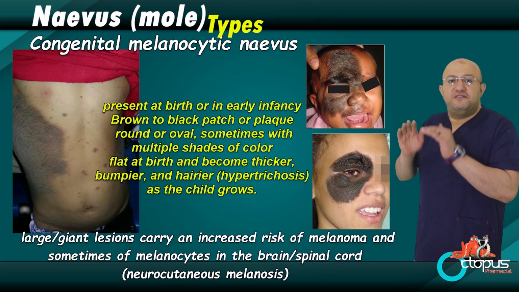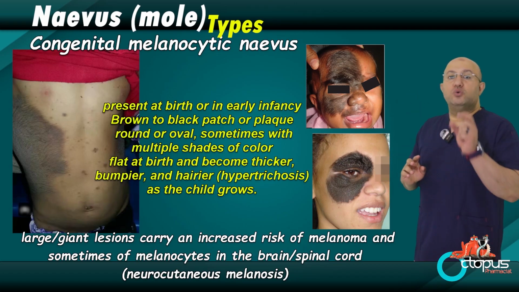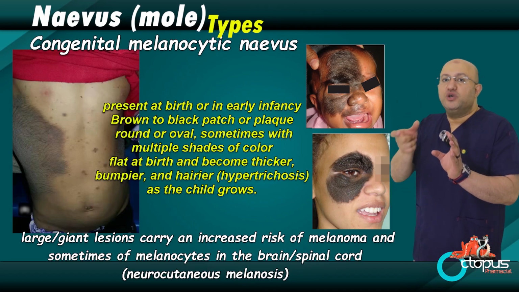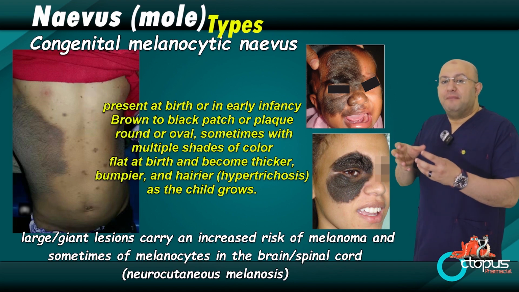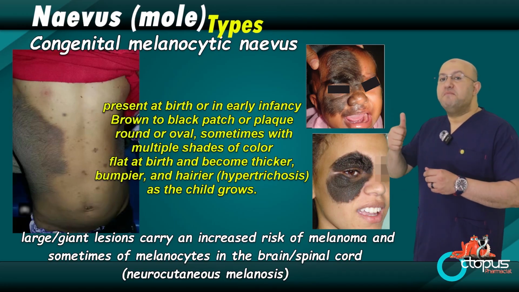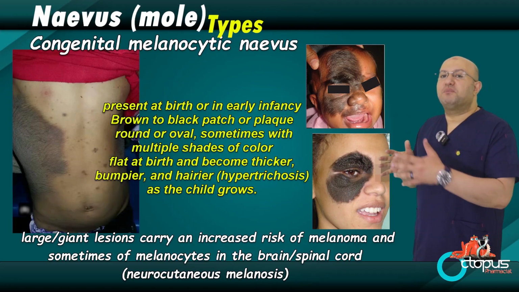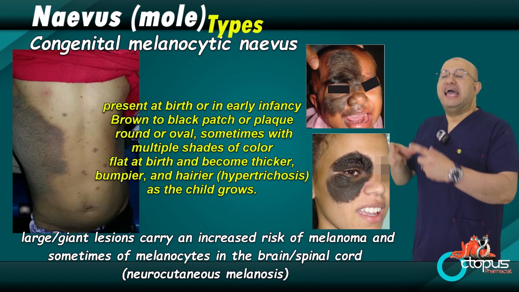Small congenital nevi, less than 1.5 centimeters. Medium congenital nevi, between 1.5 and 20 centimeters. Large or giant congenital nevi, more than 20 centimeters, and sometimes covering a large body area. The larger the congenital nevus, the higher the lifetime risk of developing melanoma within that lesion.